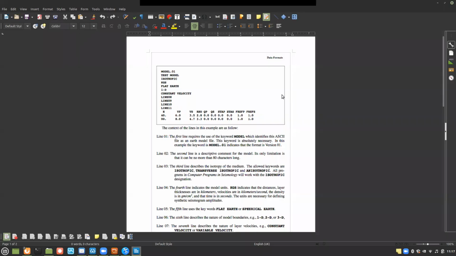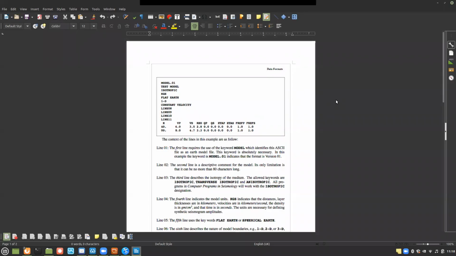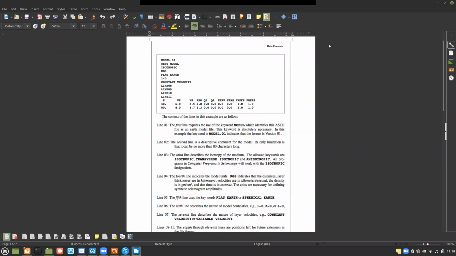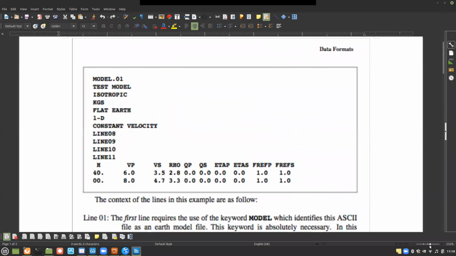Okay, so where is the Zoom again? Share screen, desktop one, yeah. Okay, so let's say with the computer programs in seismology, I think I should increase this. How do I make this bigger? Okay.